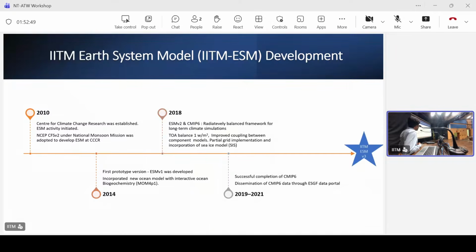After 2018, when this model was frozen, we completed the CMIP6 cycle and disseminated the CMIP6 data through the ESGF data portal, the Earth System Grid Federation data portal, for those unversed. This entire process took us three years, from 2019 to 2021. Now, after CMIP6, we'll be moving to CMIP7. The current version of the model, IITM ESM V3, is what we are working on. I'll show you the developments we are doing and certain research topics.